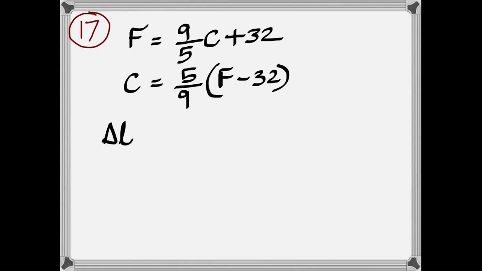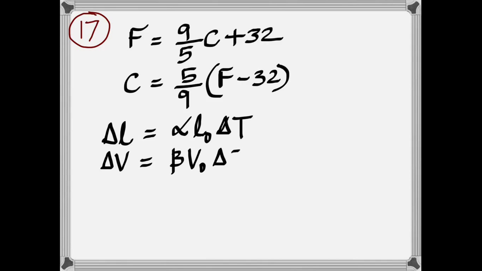Expansion. All objects expand when heated. Change in length is alpha times original length times change in temperature. Similar formula for change in volume, except that it's beta times. What's the relation between beta and alpha? Beta is 3 times alpha.